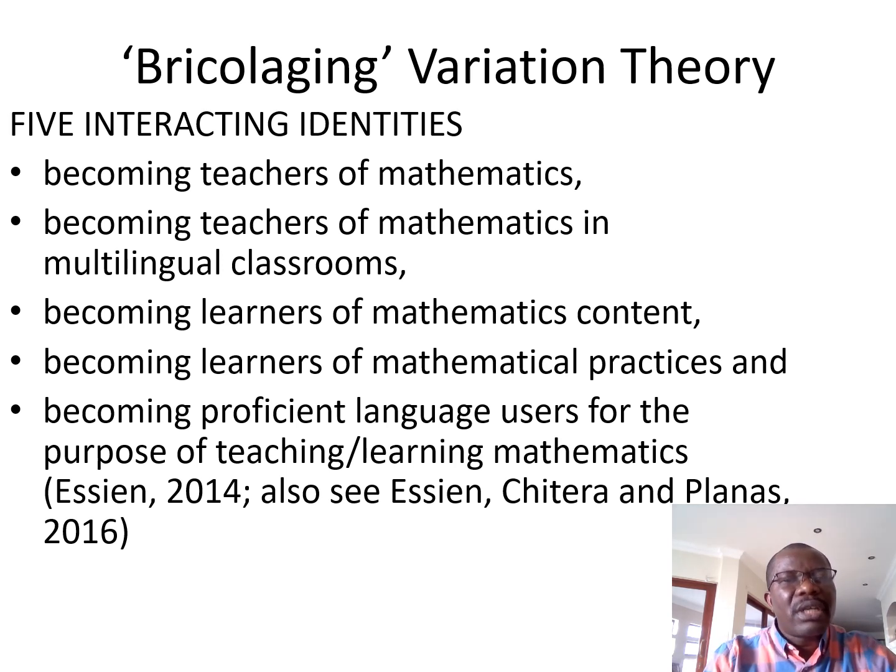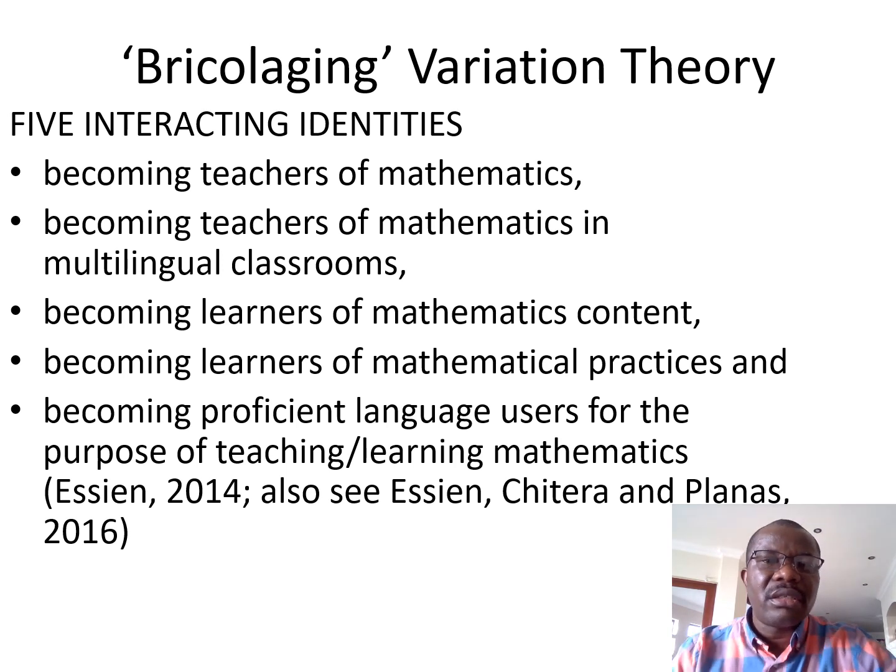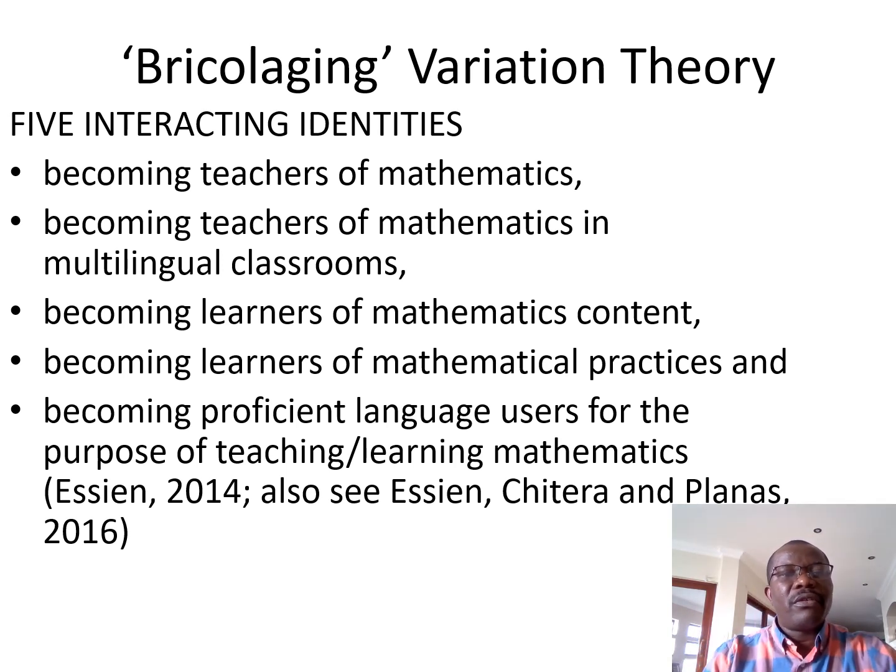And so when we look at that in terms of teacher education, we look at it in terms of five interacting identities. The first is we are training teachers to become teachers of mathematics, but they are also becoming teachers of mathematics in multilingual classrooms. They are becoming learners of the content of mathematics, and they are becoming learners of mathematical practices and becoming proficient users of language for the purpose of teaching. So proficient users of the language of teaching and learning.